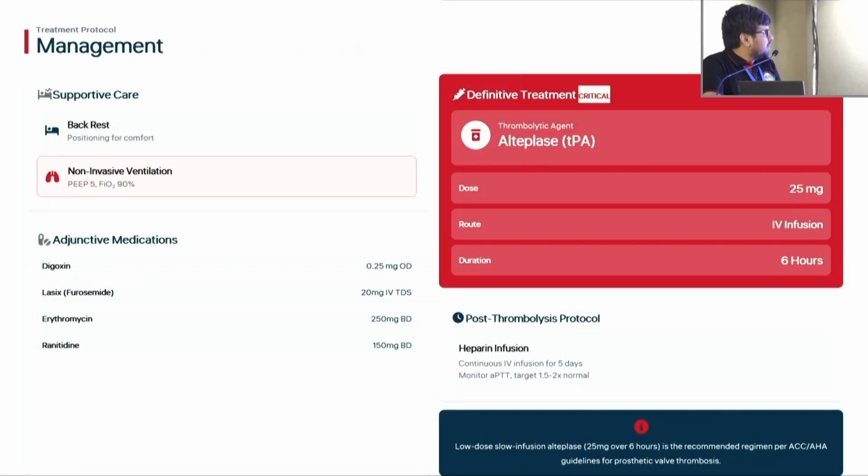So, as I told, the patient was given bed rest in a position of comfort, and non-invasive ventilation. The patient was started on digoxin and Lasix for the pulmonary edema. The patient was already on penicillin, 250 mg BD dose, or erythromycin, which we give for any rheumatic heart disease patient who has undergone valve replacement.